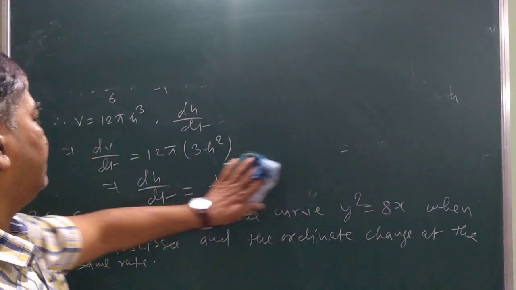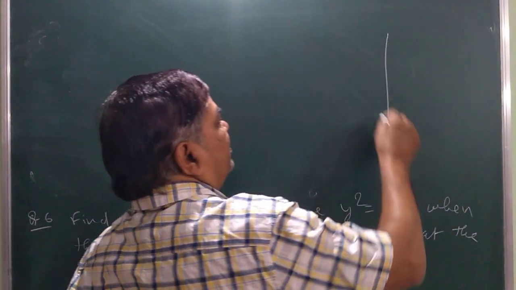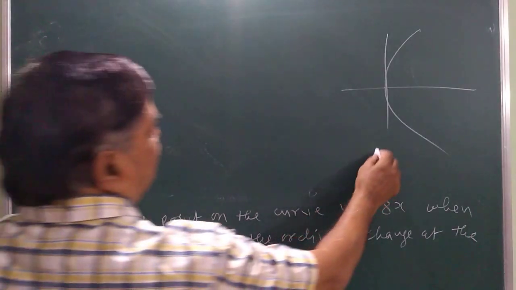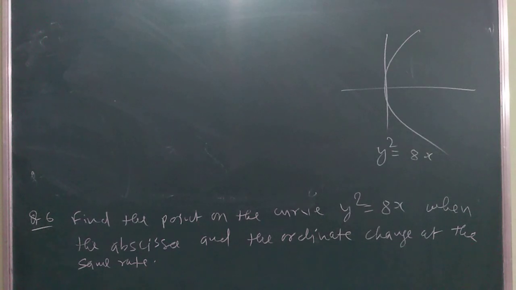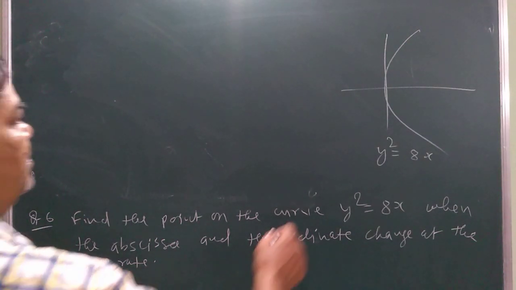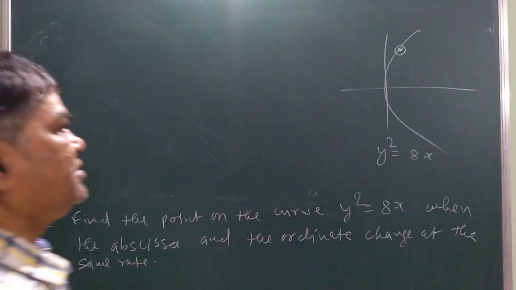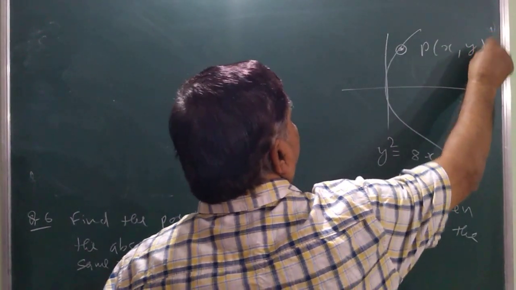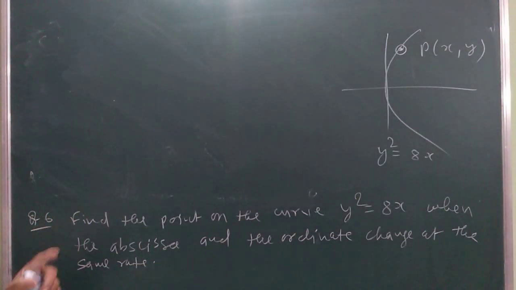A curve is given. That curve is your parabola. As you know, the parabola figure is like this. So this is the curve, that is y square is equal to 8x. What you have to find is the point where the rate of change of abscissa, that abscissa is your x, and the rate of change of ordinate, that is the y, are always equal, that is the same.